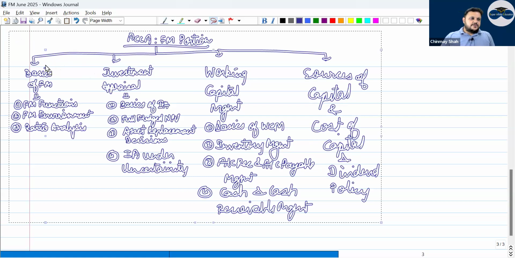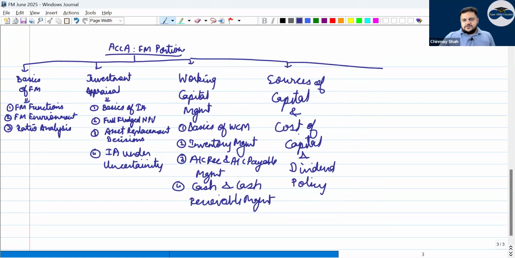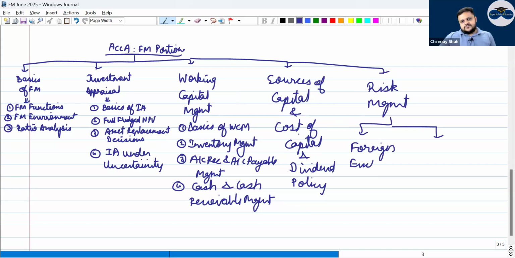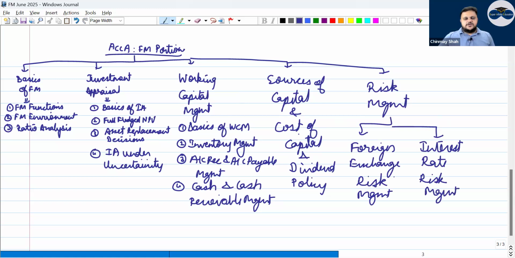Then you go into risk management. Next part is risk management. In risk management, you have 2 types of risk management. One is foreign exchange risk management. The other is interest rate risk management. Correct?